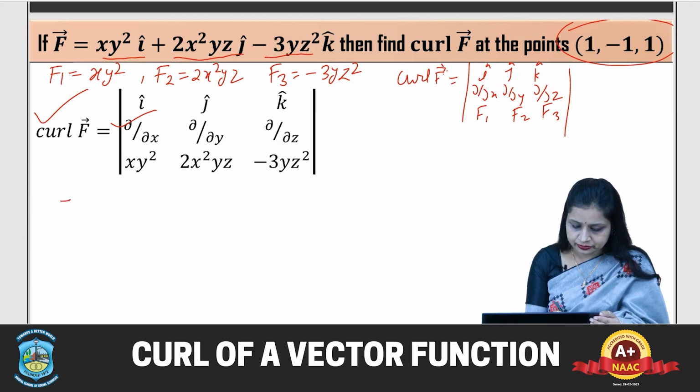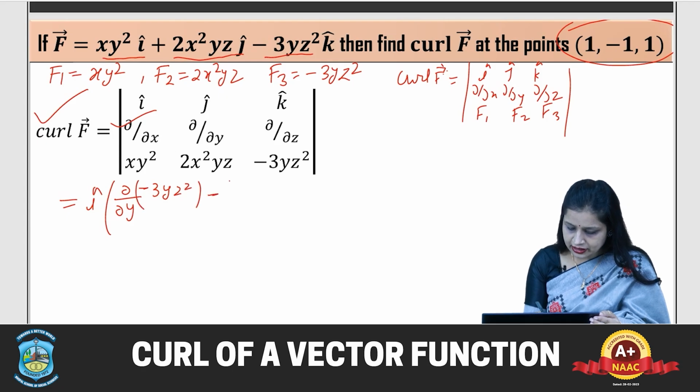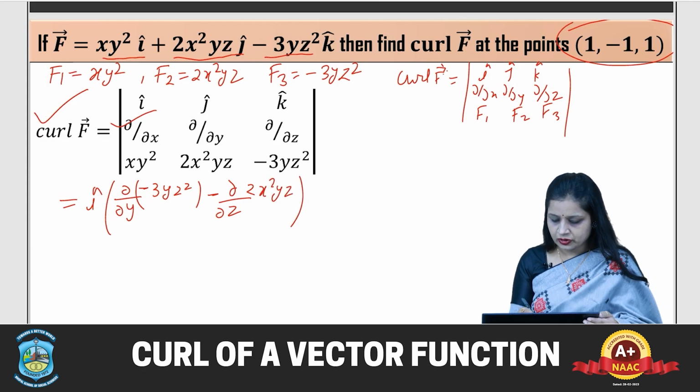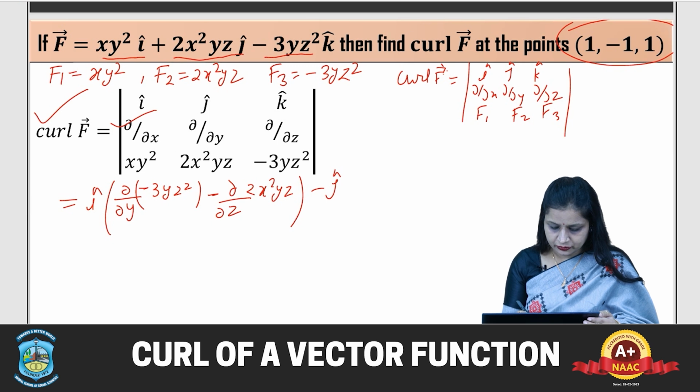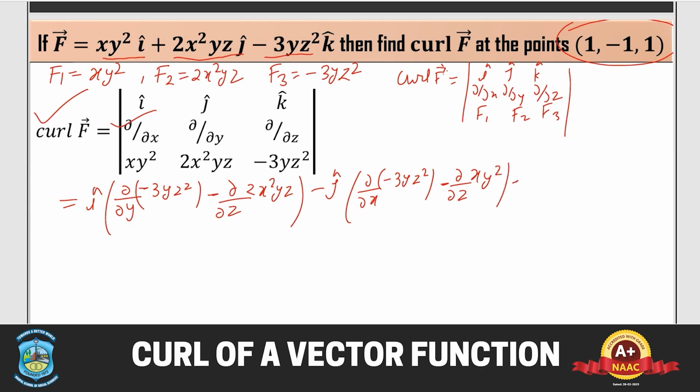So, this value is i cap del by del y of minus 3 y z square minus del by del z of 2 x square y z, minus j cap del by del x of minus 3 y z square minus del by del z of x y square, plus k cap del by del x of 2 x square y z minus del by del y of x y square.